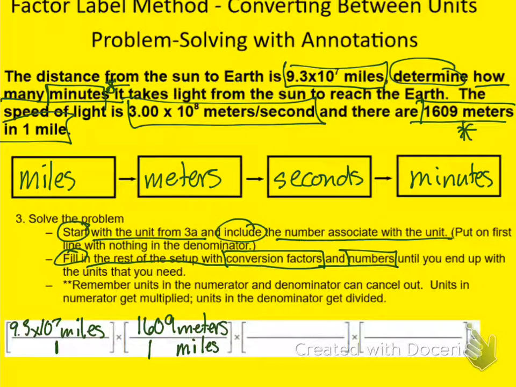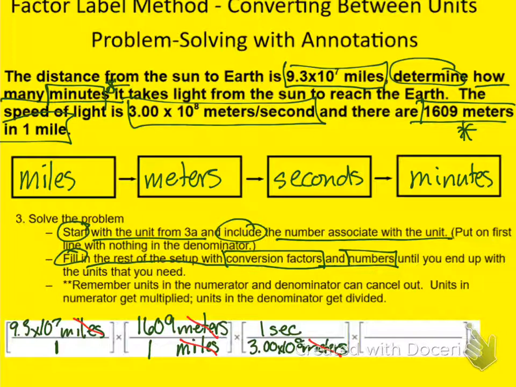So what I've done is I've just canceled out miles because miles divided by miles equals 1. So I can essentially take them out of the calculation. So now I'm in meters and I want to get to seconds. So I'm going to use the 3 times 10 to the 8th meters per second. The meter part has to go on the bottom. Okay, that's going to cancel out the meters, 1 on top, 1 on bottom, leave me in seconds.